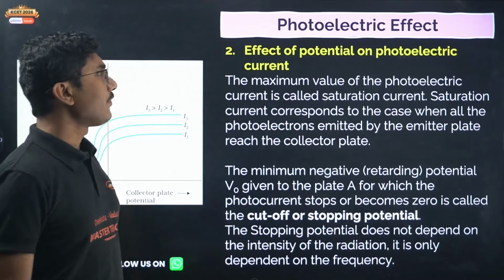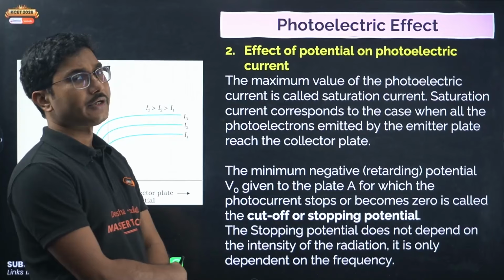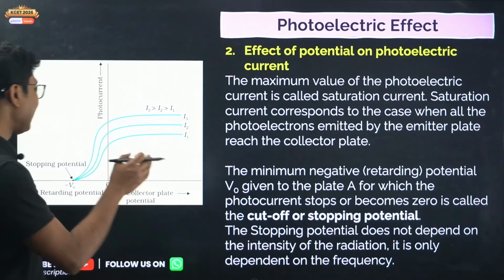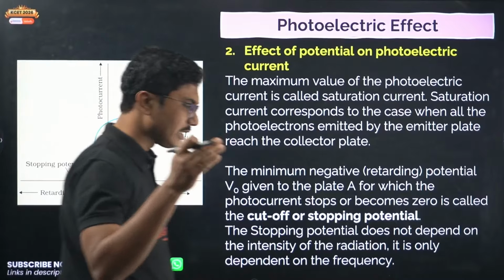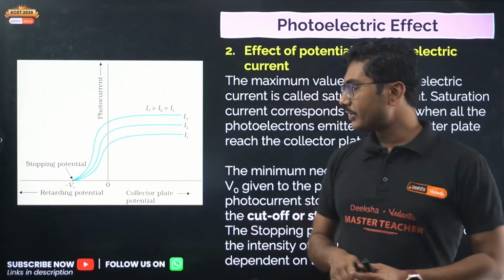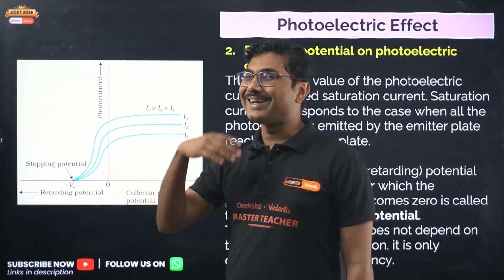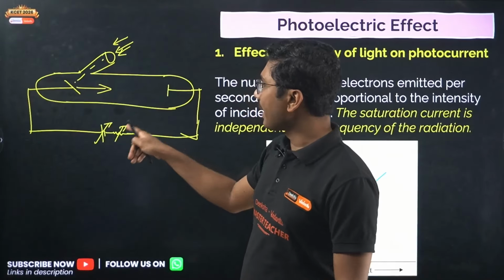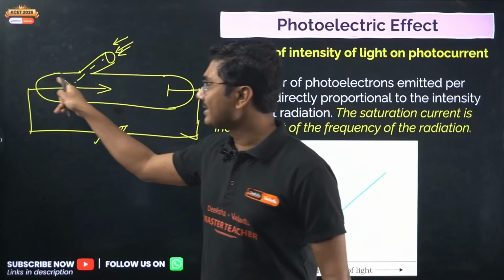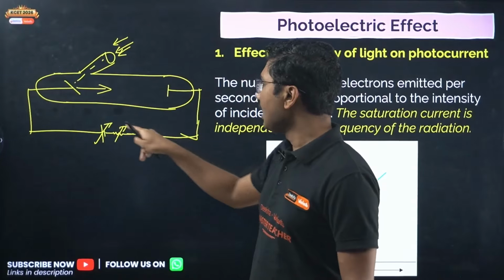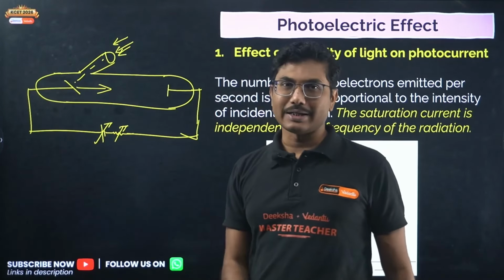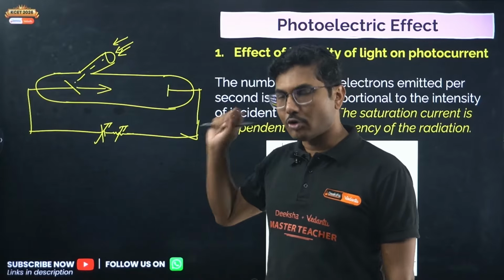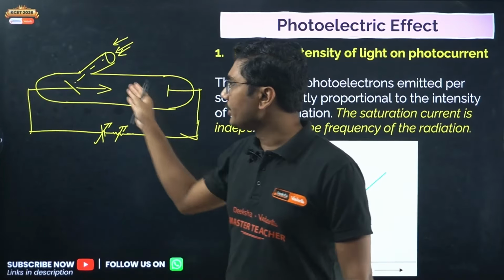Next, the effect of potential on photoelectric current. The potential that you are applying can bring the current to 0. That's why the battery is connected in reverse order. If you go back to the previous part, the battery is connected in the reverse order. Current is trying to flow in this way, but this is trying to stop that current. So you get an idea of how much potential you need to stop the current which is trying to flow in this particular direction.